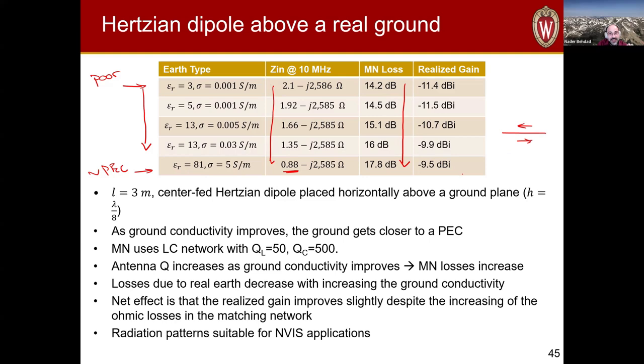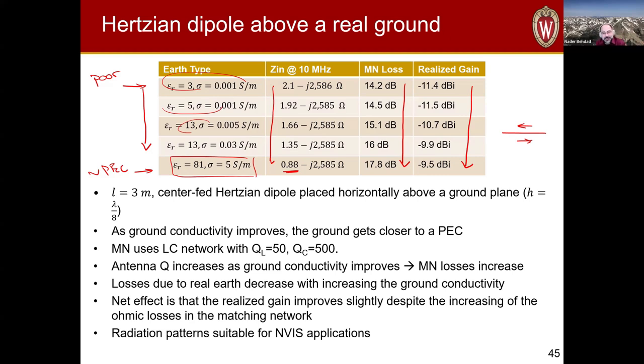However, the realized gain of my antenna, despite this, has improved slightly, and this is because as I improve the quality of my Earth, I'm losing less and less power in the Earth itself. So, for example, here, which is seawater, which is almost a perfect electric conductor, the waves don't really penetrate there, so I'm not losing a lot of energy in the Earth itself.